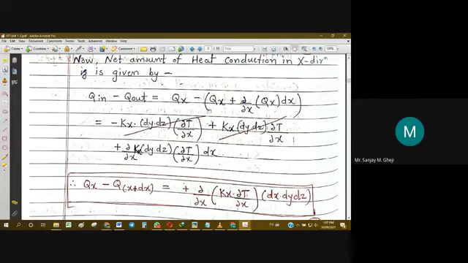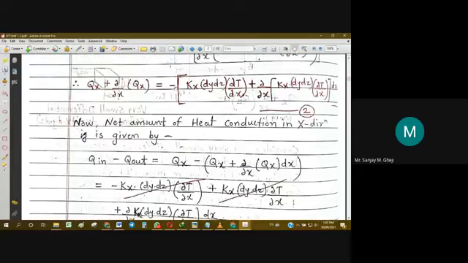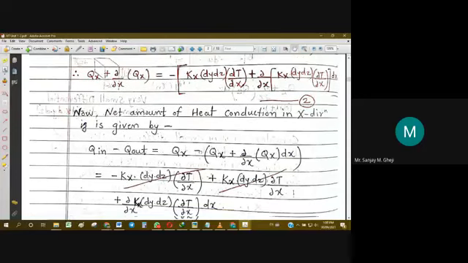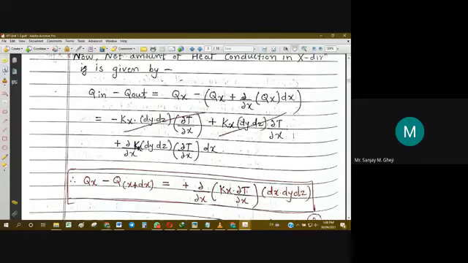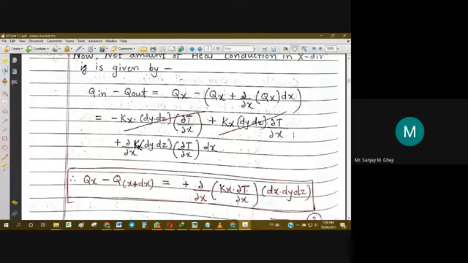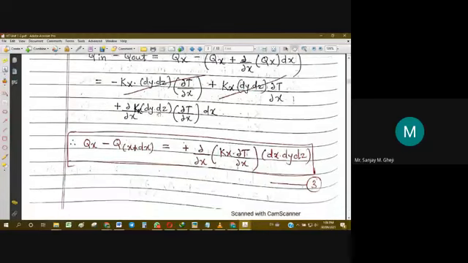Now this minus and minus will make it plus, because this quantity already has a minus sign. So this negative and this negative will make it positive. So this comes out as kx into dy dz into ∂T/∂x. This is positive, this is negative. Both terms are same, so they will get cancelled. And what remains is only the last term, that is ∂/∂x of kx dy dz ∂T/∂x into dx. So this is the net amount which is left here.